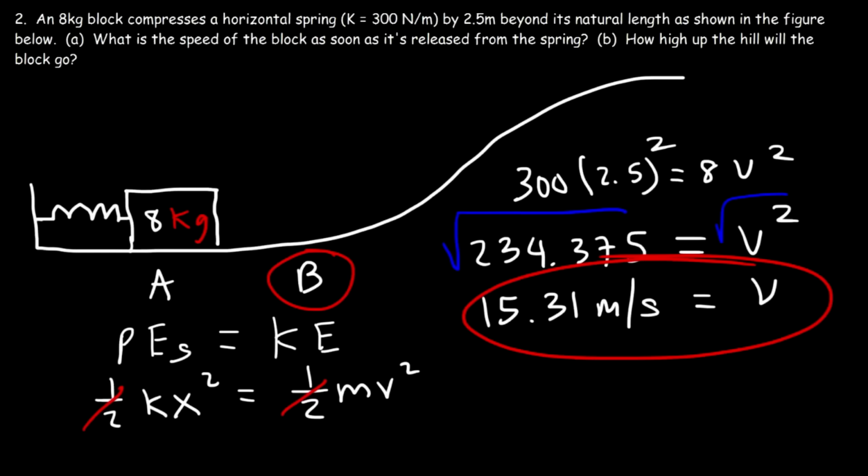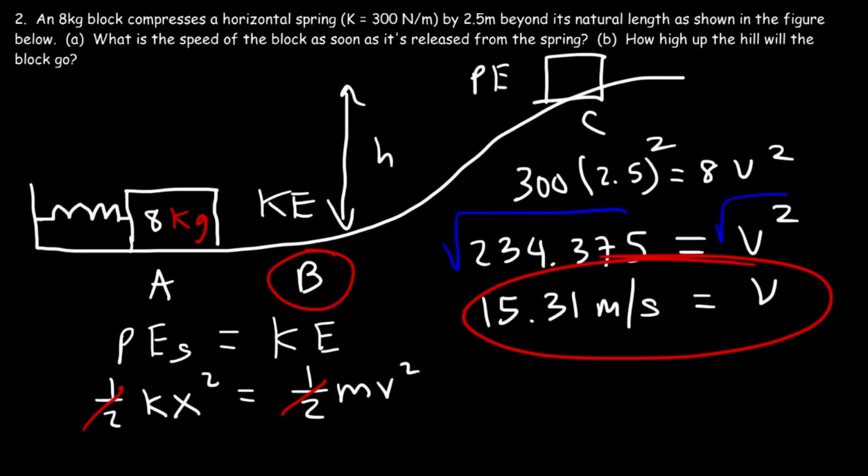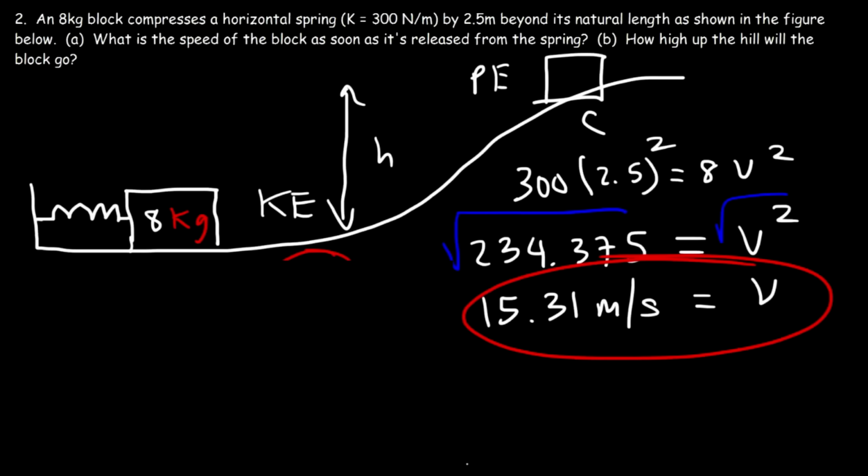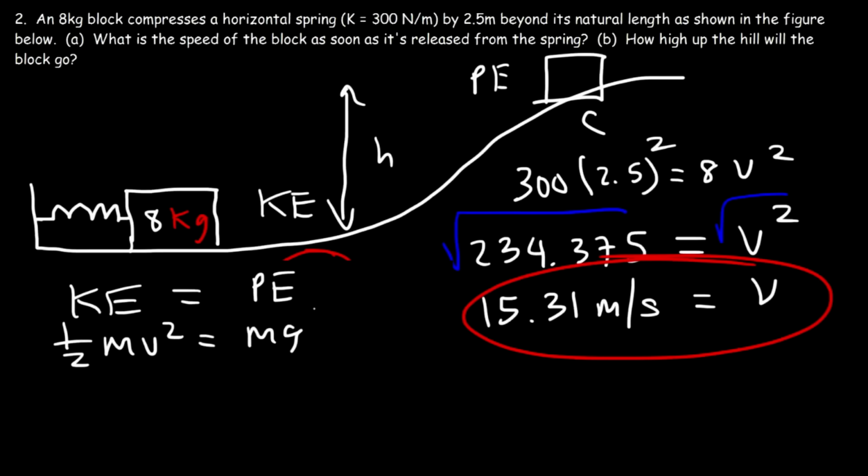Now part B, how high up the hill will the block go? So let's say it gets up to that height. How can we calculate h? Now at position B, the block has kinetic energy. At position C, where it comes to rest, it's no longer going to have any kinetic energy. The only energy it's going to have is gravitational potential energy. So what we need to do is set the kinetic energy equal to the gravitational potential energy. So this is going to be 1/2 mv squared, and that's going to equal mgh.